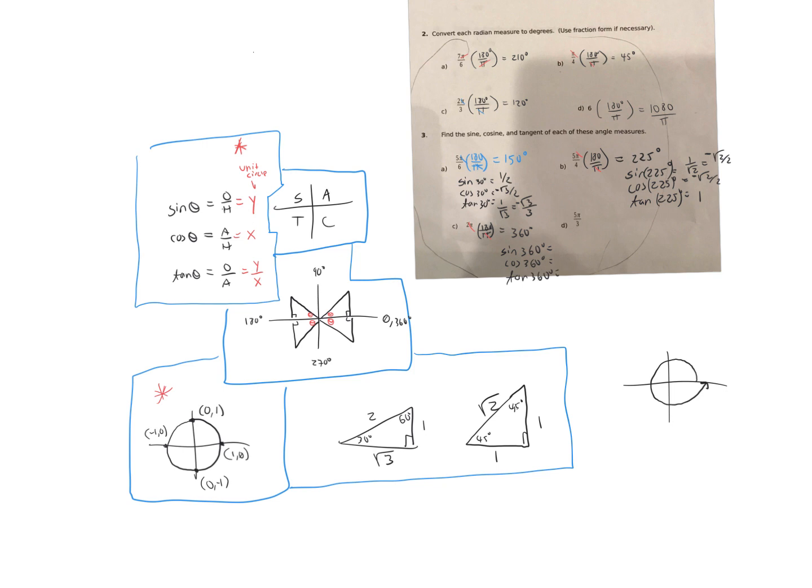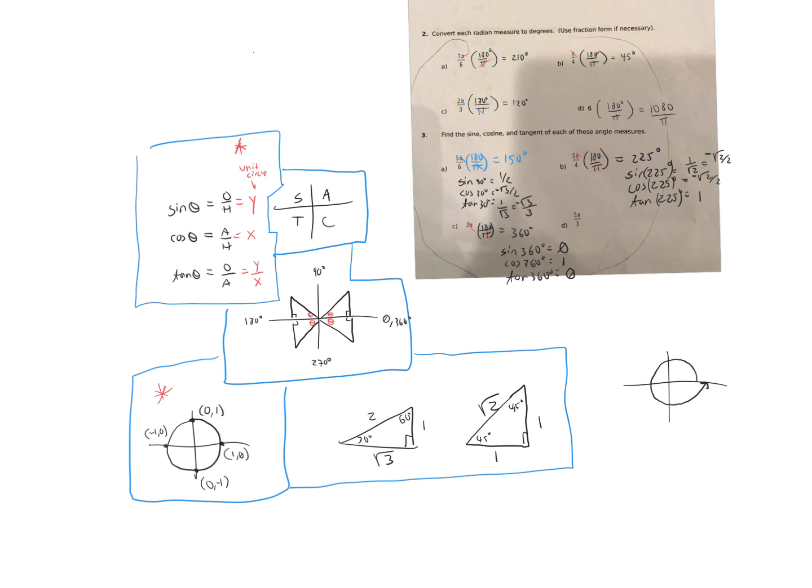Now, as far as the sine of 360, that's going to be the y coordinate. Well, what's the y coordinate here? Well, that's clearly 0. When it comes to the cosine of 360, well, cosine is clearly the x coordinate, so the x coordinate is 1, so that's going to be 1. And when it comes to the tan of 360, tan is y over x, so that's going to be 0 over 1. You do have to be careful with that. 0 over 1, which is just 0. Okay, so that's that one.